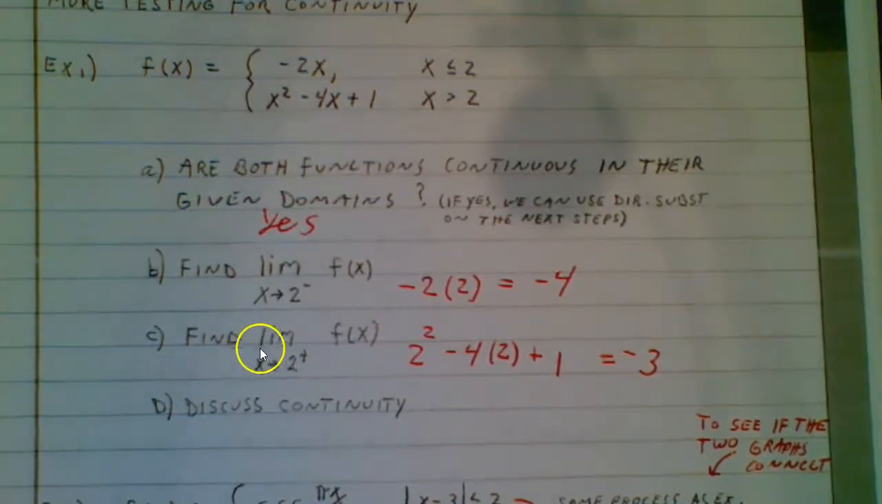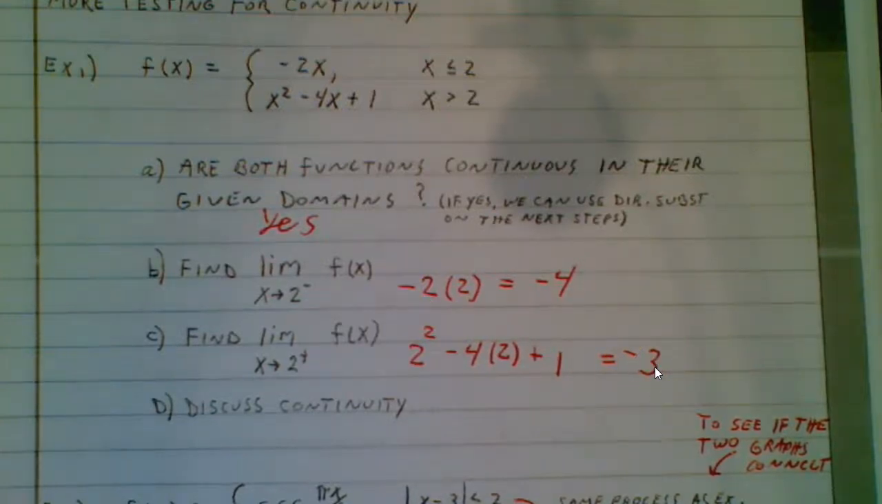But what about as we approach 2 from the right? If we approach 2 from the right, well, now we're into this domain. And so we have to do our direct substitution into this function to see what we get. And in this case, we come out with a y value of negative 3.